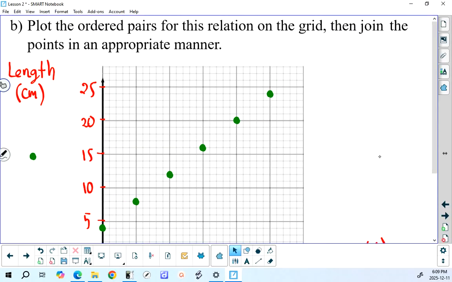So the question says connect the dots or join the points in an appropriate manner. Well, it's going to be linear, so you'll put your ruler down and draw the line that goes through those points as well as you can. And we're done with B. So if you need time to finish your graph, just pause the video here, and when you're done, unpause it and continue.